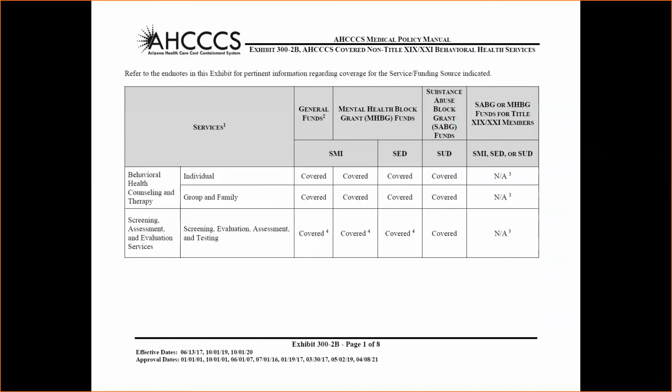All right. The Access 300-2B medical policy manual. For those providers that currently receive SABG or MHBG, you are very familiar with this, or should be. This is a great tool to refer to when you're wondering if a certain service may be covered or not, whether it's covered under the mental health block grant or under SABG. And then depending on whether the members are SMI, SED or SUD, this will let you know if the service that you're providing is covered or not.